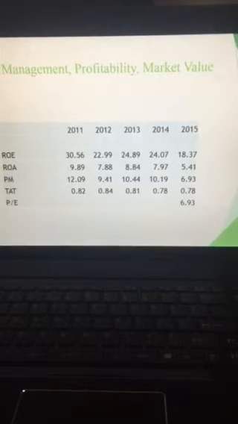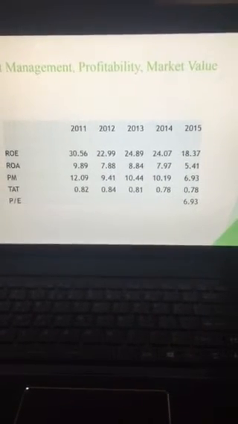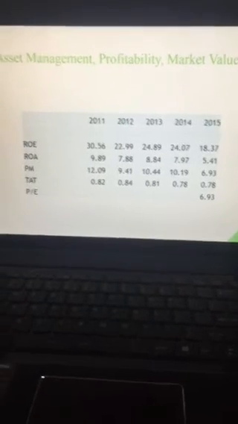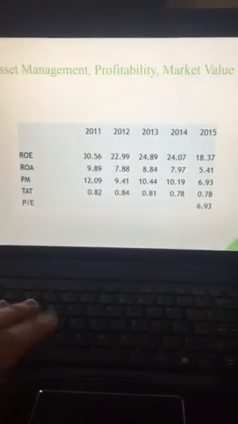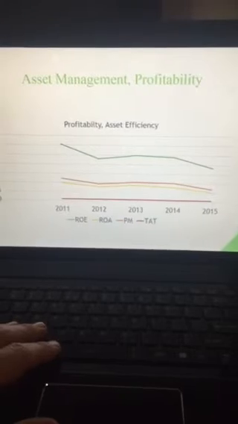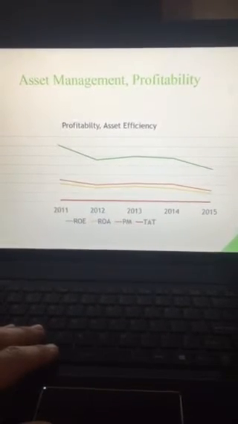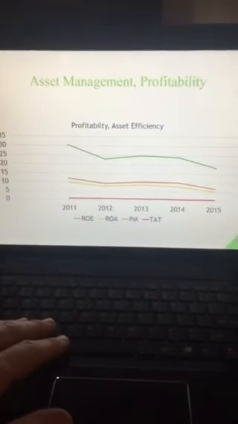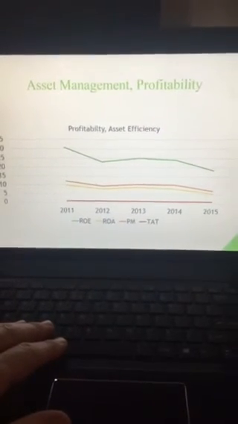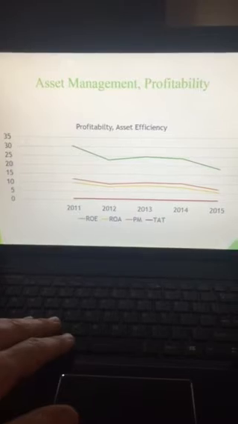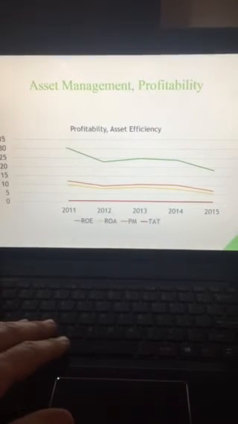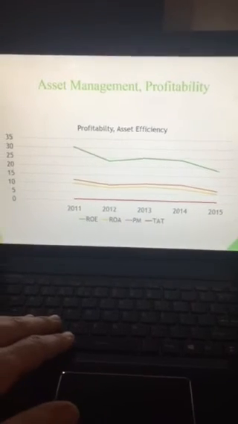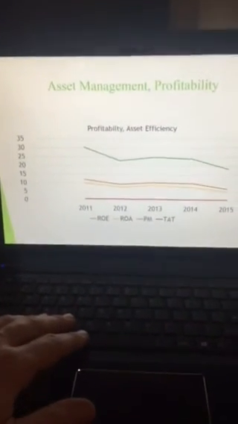And your P/E is how the market views the company. You want that to be high. That's a 6.93, which is not totally bad. But as you can see, ROE is steadily declining. And if we go back to when we talked about equity multiplier, your risk is going up and you're getting a lesser return for more risk, so that's not good. ROA declining, profit margin declining, and total asset turnover is declining, so that's not looking good for investing in the company.